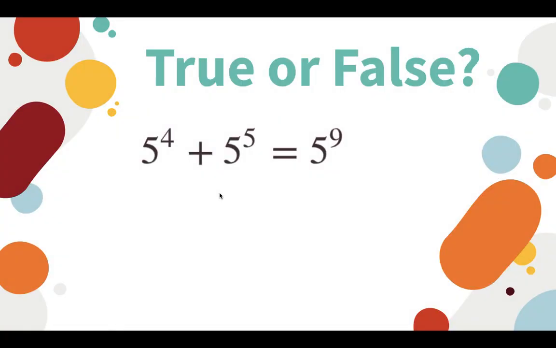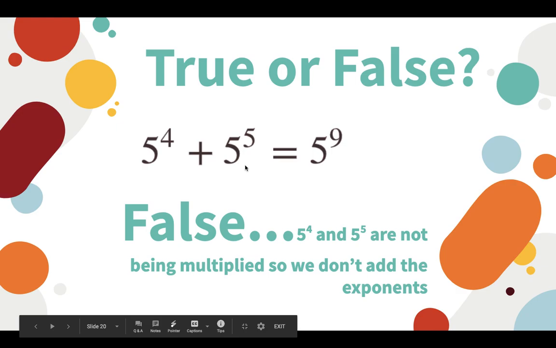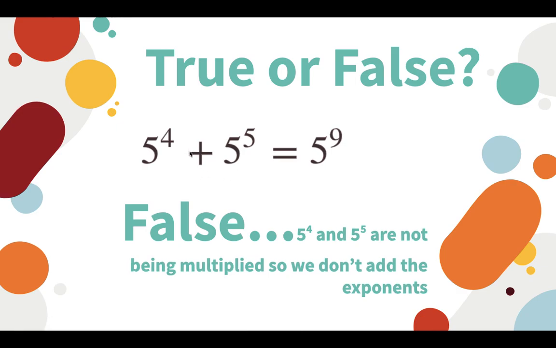Let's take a look at this one. True or false? We have 5 to the fourth plus 5 to the fifth equals 5 to the ninth power. Is that true or false? I hope you said false, because 5 to the fourth and 5 to the fifth are not being multiplied. So we don't add the exponents. This would have to be a multiplication problem for us to add the 4 and the 5.